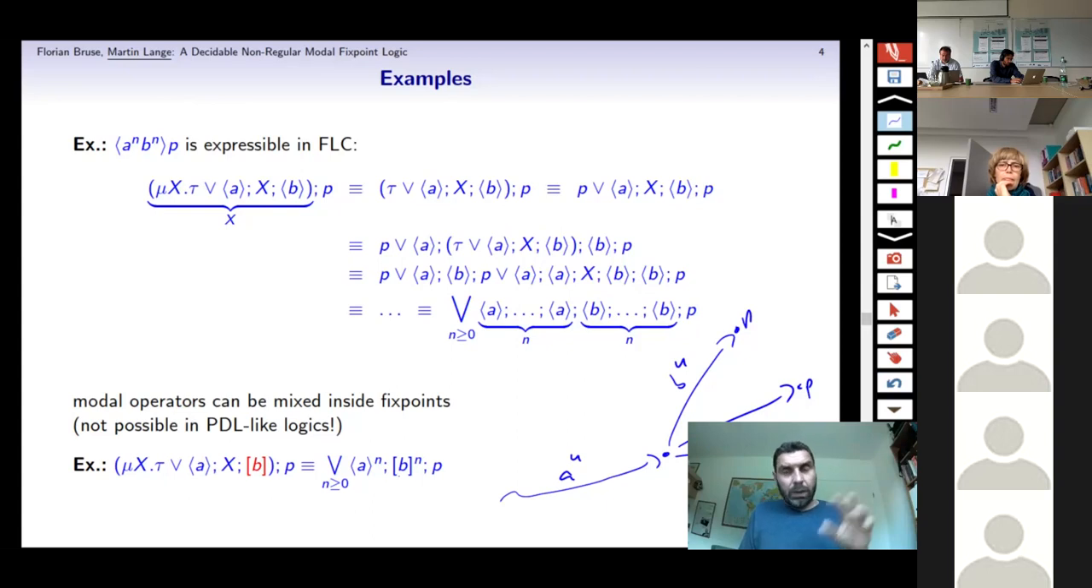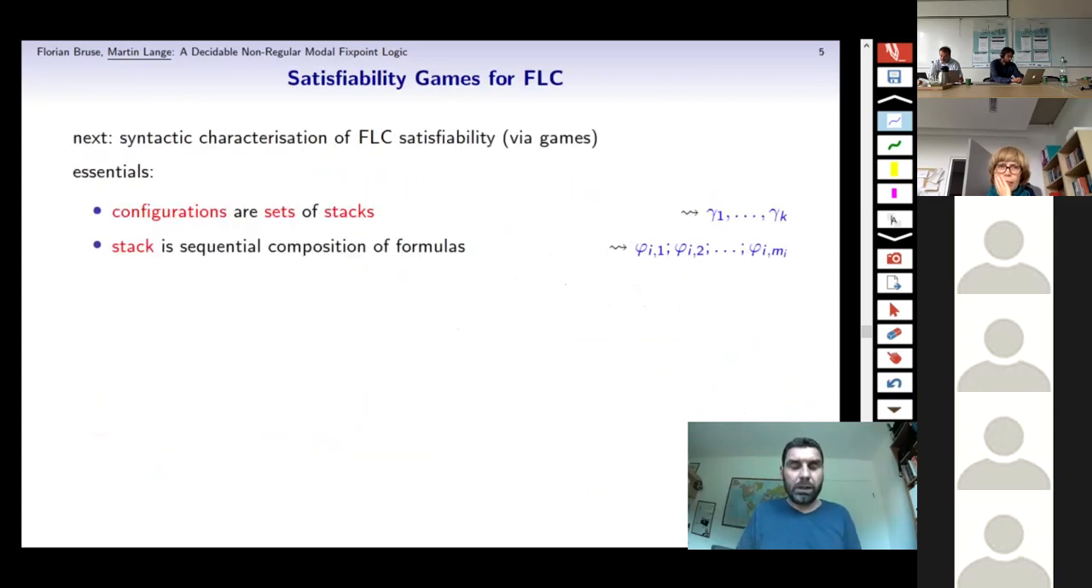Okay, so let's get back to the point here. We are interested in showing that this logic VP FLC, which I haven't defined yet, is decidable. So the first thing we need to do is to characterize the satisfiability problem for this logic FLC syntactically. I will not go into the details of this. It is a bit of a technical construction, and it really helps to know about game theoretic characterizations of the satisfiability problem for the modal mu calculus.